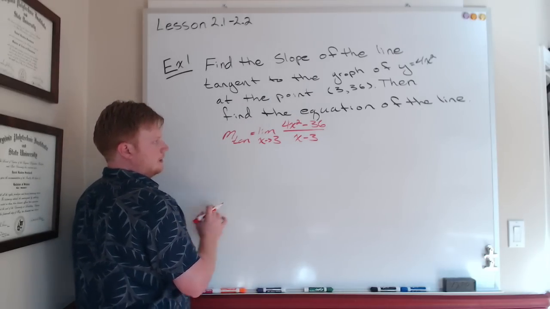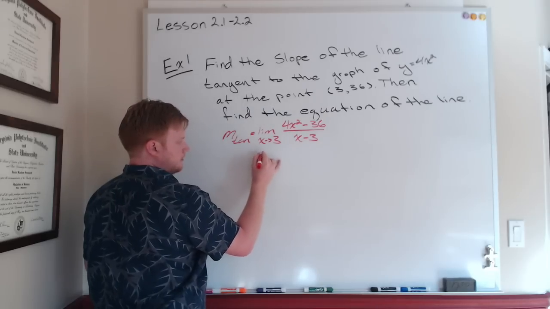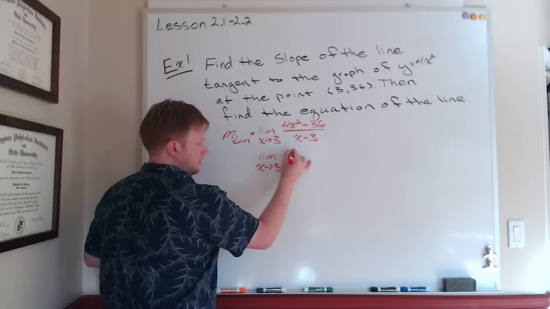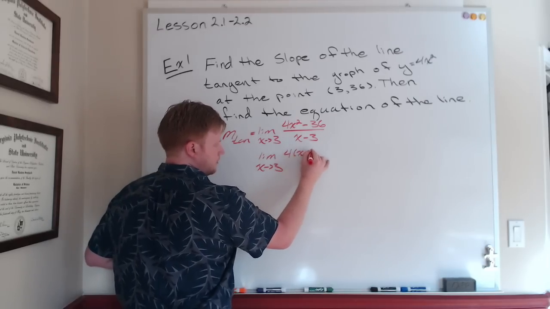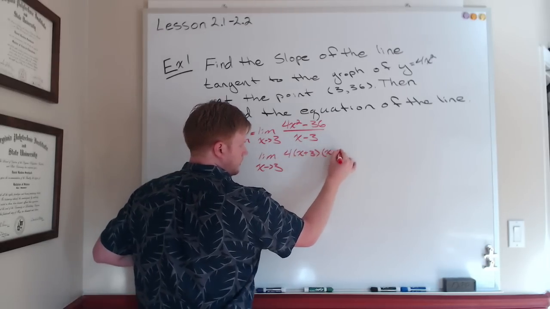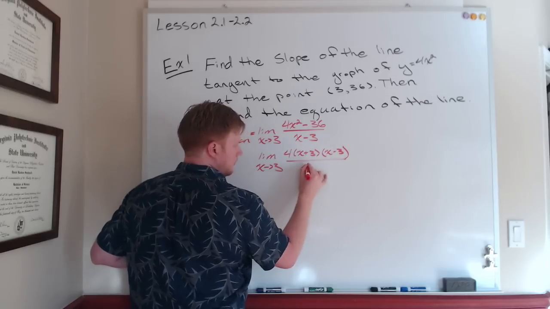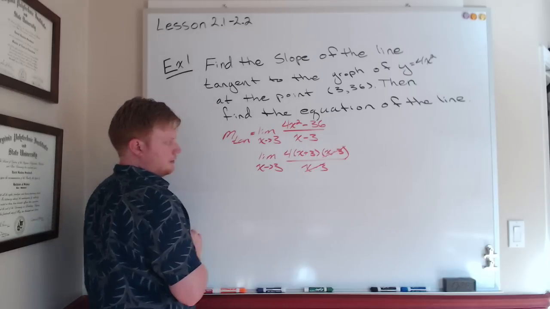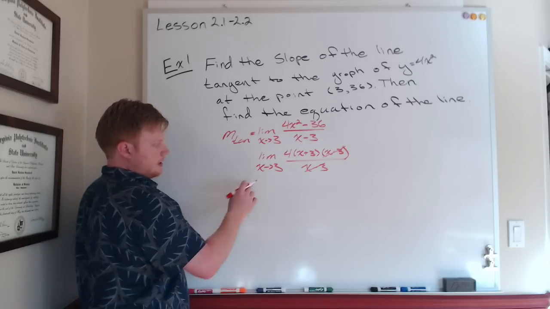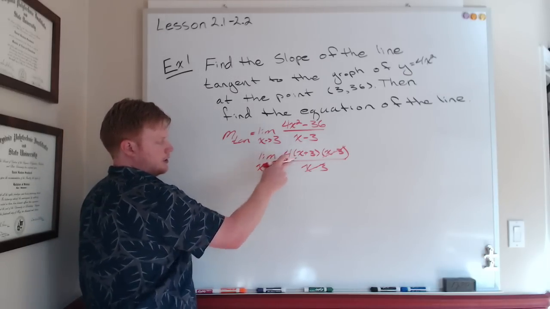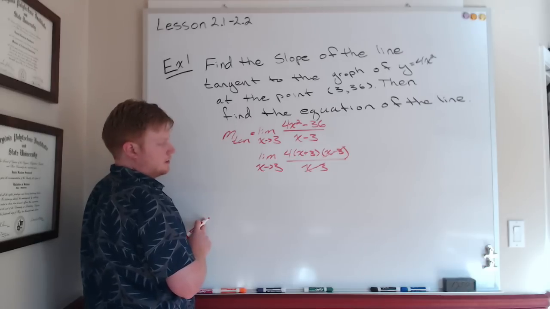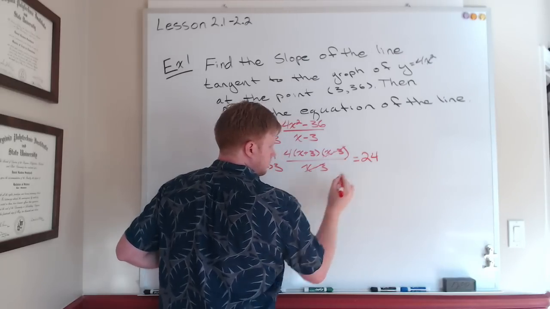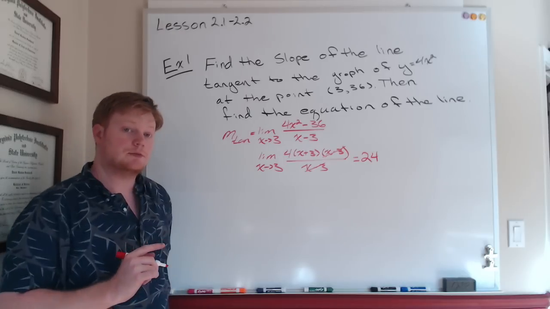Now this factors nicely, and we get 4 times (x plus 3) times (x minus 3). As we can see, the x minus 3 factors will cancel to 1, and I'm left with the limit as x approaches 3 of 4 times (x plus 3), which is 24. So that's the answer to the first part of the question.